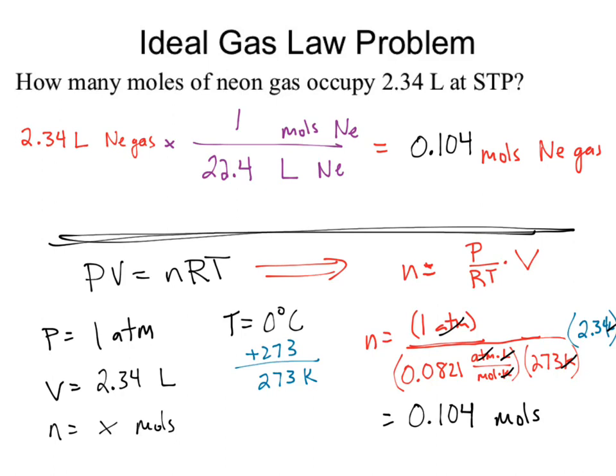I think that's the same number. It's 106. The same room. Oh, it's the same. Yeah. But 22.4 is not 1 divided by 0.0821 times 273. Right? There's no way.